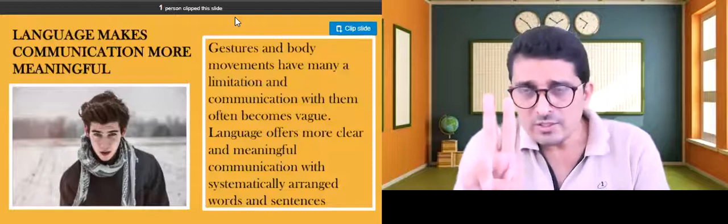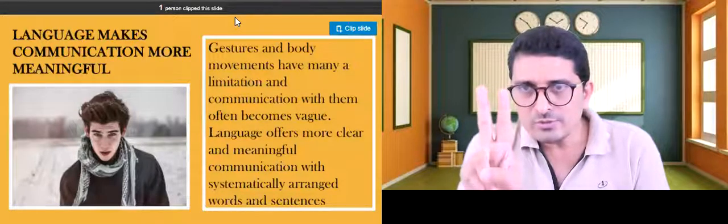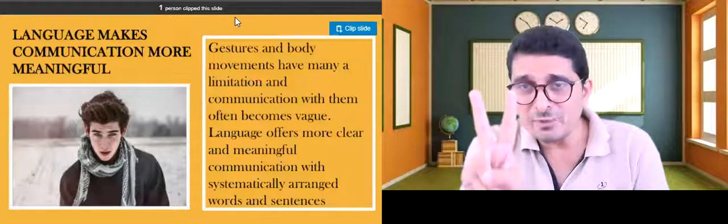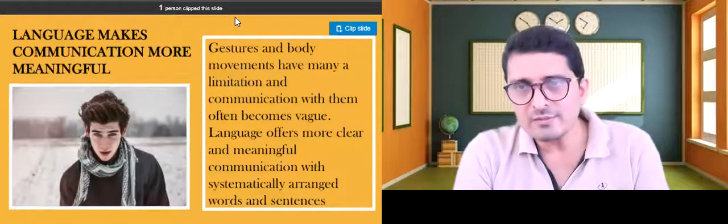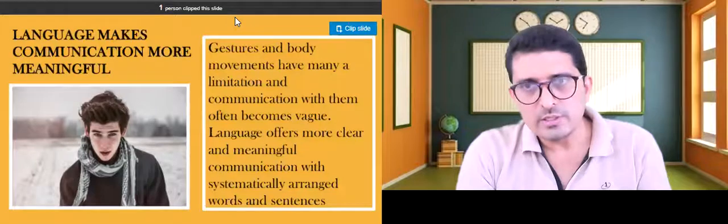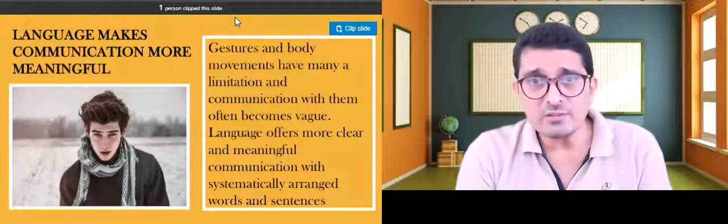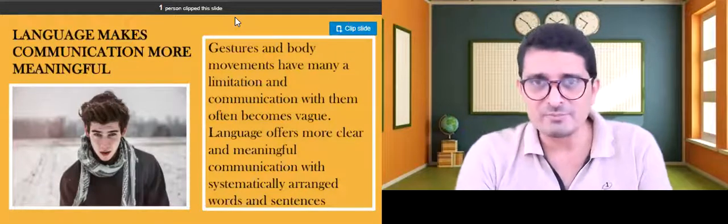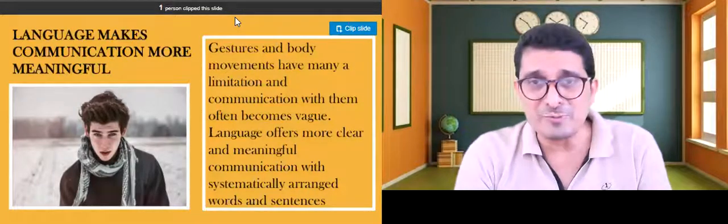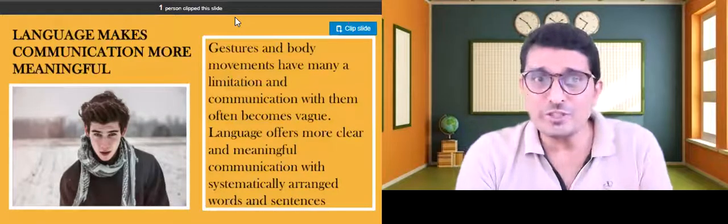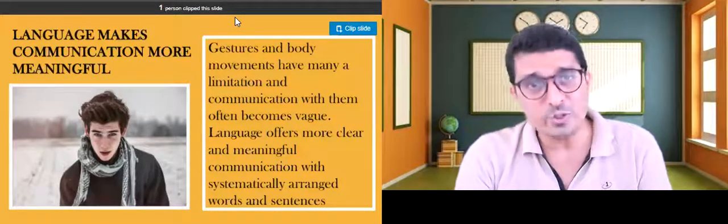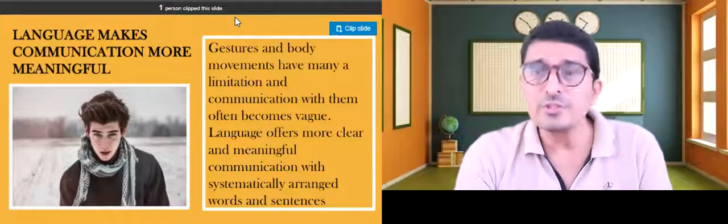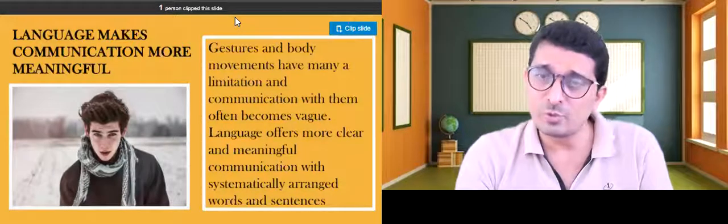If I show this sign, even if I want to show we have won, the receiver may not be able to catch it. Sometimes the receiver may think two. But if I tell there are two people, it's clear. If I tell we have won, it's clear. So gestures and body movements have many limitations, and sometimes there may be confusion. But when you use language, communication becomes more meaningful. So language makes communication more meaningful. It is better than other gestures and body language.